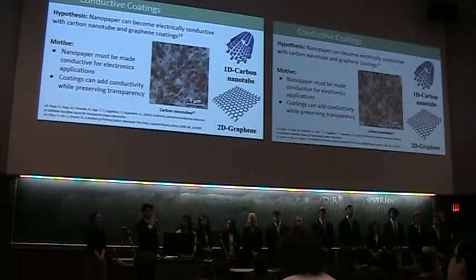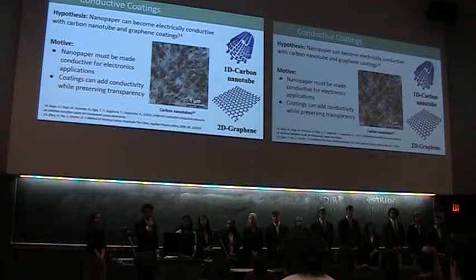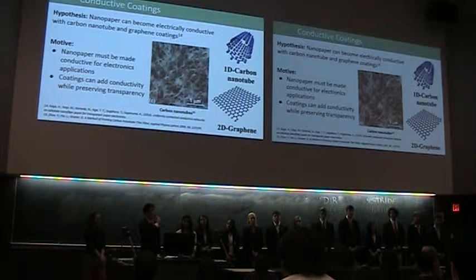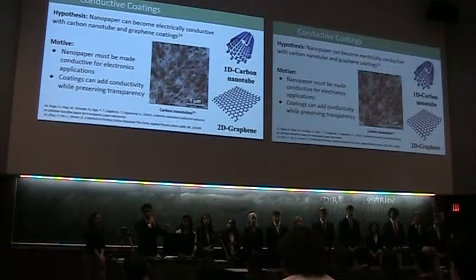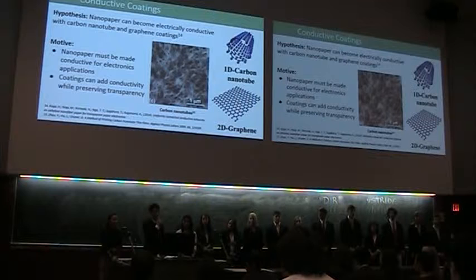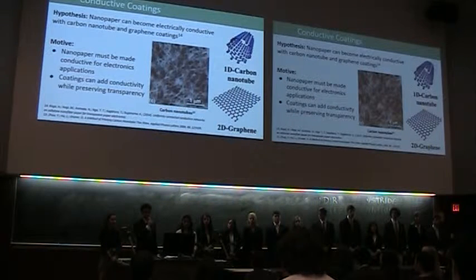In this section, conductive coatings, we use carbon nanotube and graphene coatings to introduce electrical conductivity to paper, which is an insulator. And we chose these materials because they have great electrical conductivity. For nanotubes, which are a one-dimensional material, we see that they have great conductivity along their tube direction. And for 2D materials like graphene, they have excellent conductivity on their sheet area. And so we think these are good candidates to increase the conductivity of nanopaper.